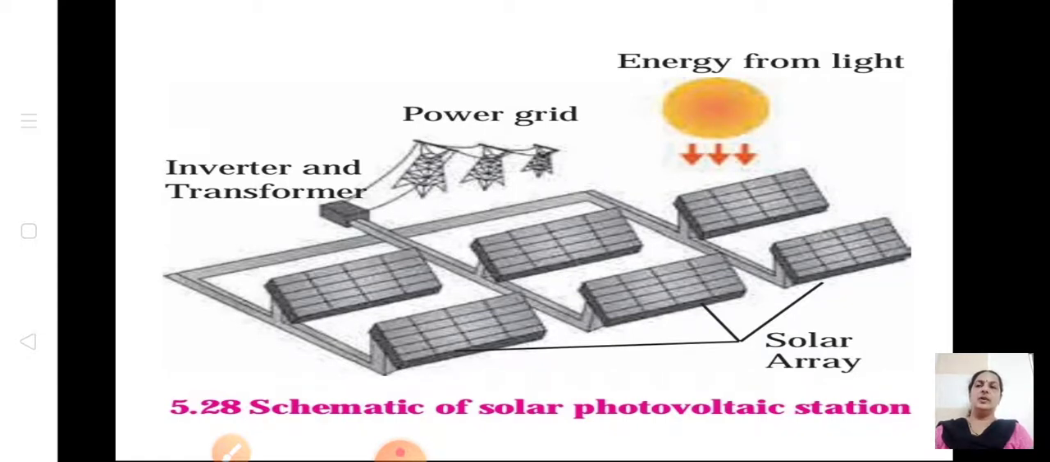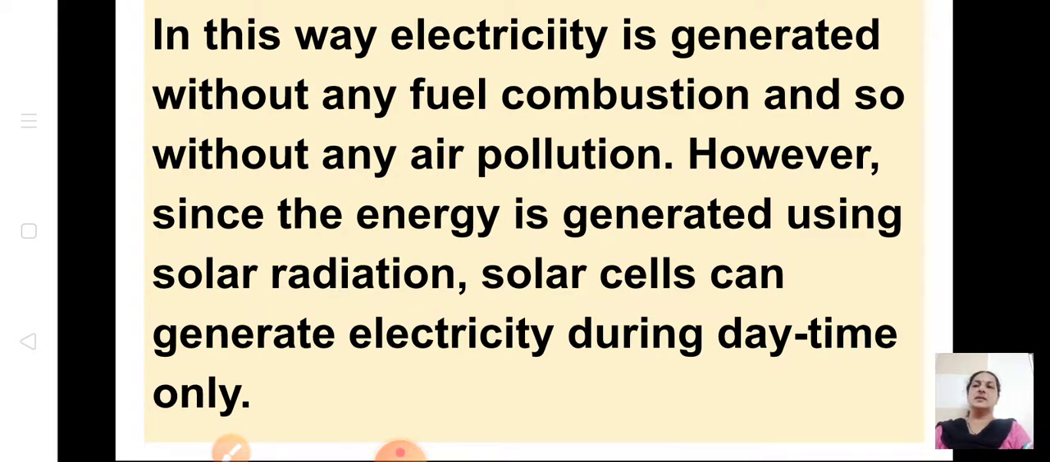The second type we are going to learn next. First, what is the drawback in this? Electricity generated without any fuel combustion causes no air pollution. This is the advantage. But what is the disadvantage? Solar cells can generate electricity, as you all know, only during daytime. This is the drawback, but there is no pollution because it is directly from the sunlight. That is the advantage. The disadvantage is that we can obtain this energy only in the daytime. Now let us see the second part.